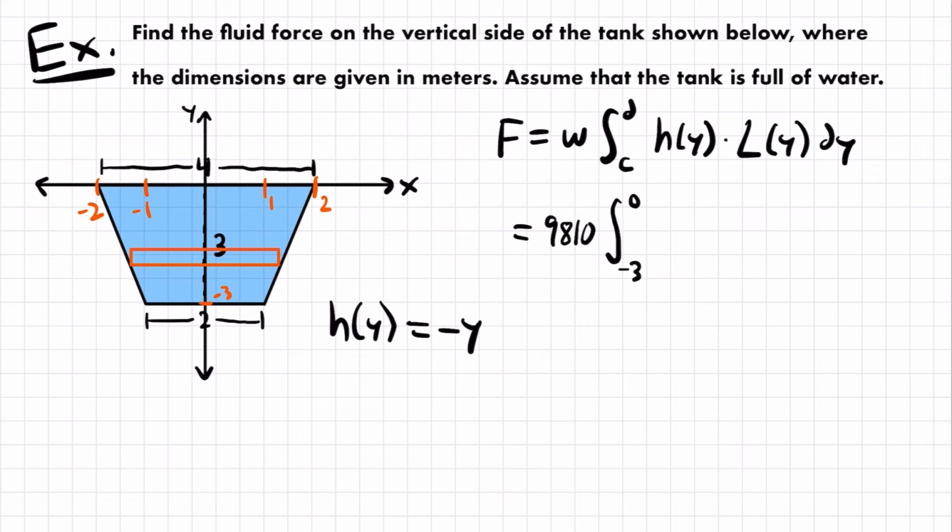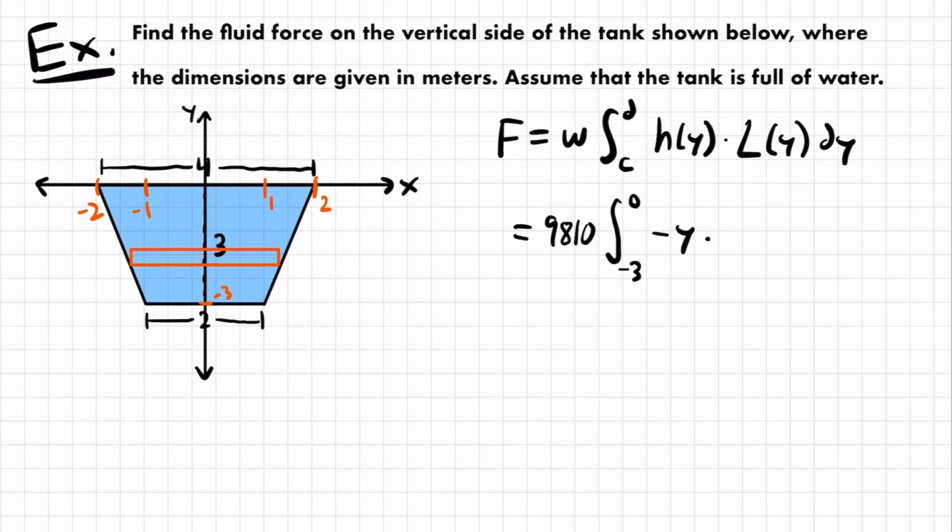So I'll plug that into our definite integral. We'll have negative y times the length function in terms of y. Now this is where things are going to get a little tricky, but you're now going to see why I decided to place the y-axis through the middle of our surface.